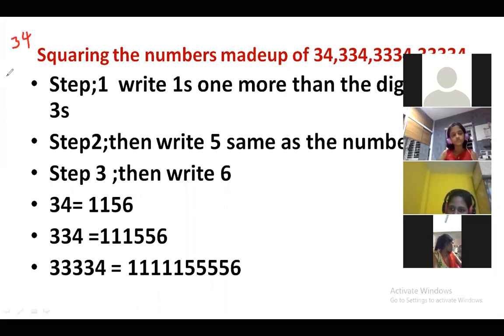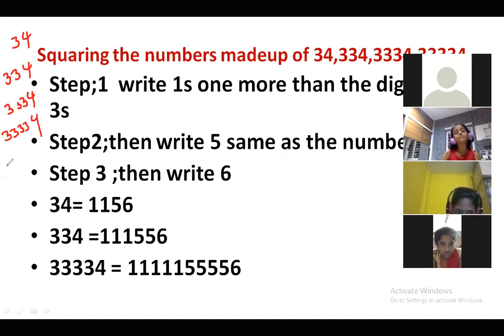34, 334, 3334, 33334. This kind of numbers. All 3s only, but in the ones place 4. All 3s, but ones place 4.